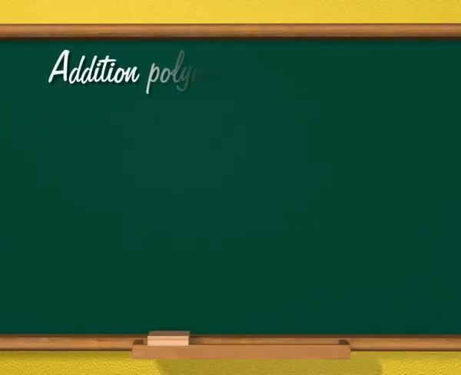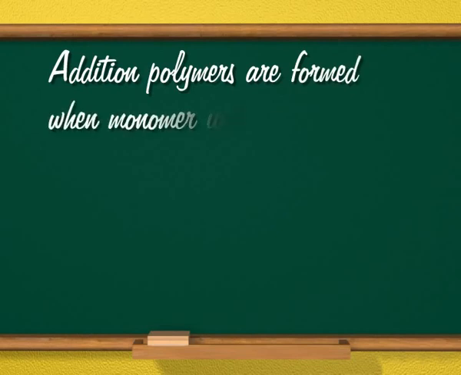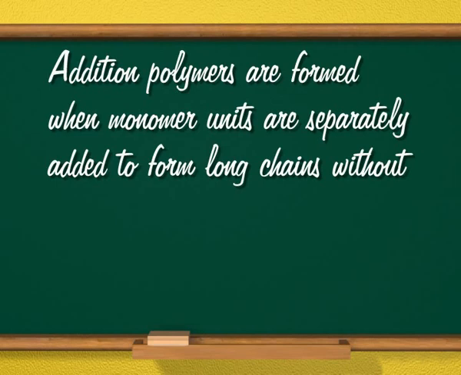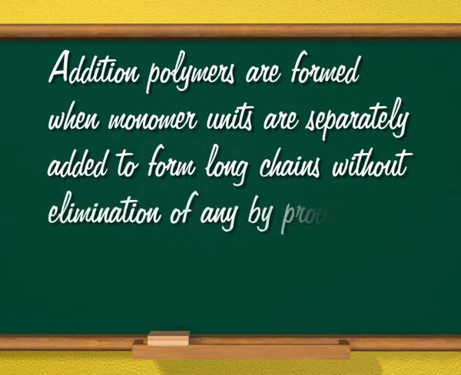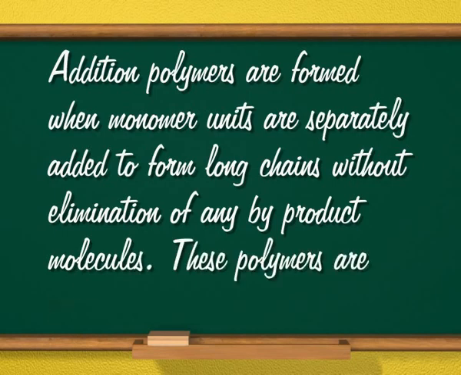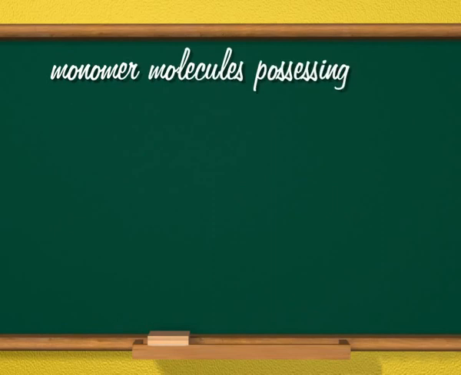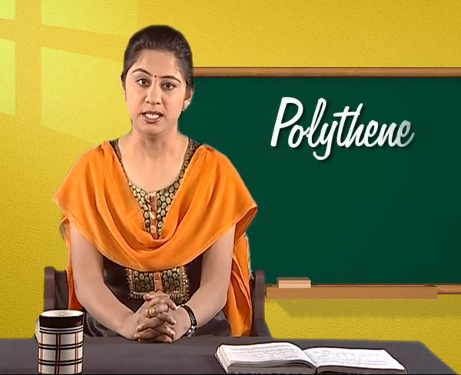So what are addition polymers? Addition polymers are formed when monomer units are separately added to form long chains without elimination of any byproduct molecules. These polymers are formed by reactions between monomer molecules possessing multiple bonds. An example is ethylene undergoing polymerization to form polyethylene.